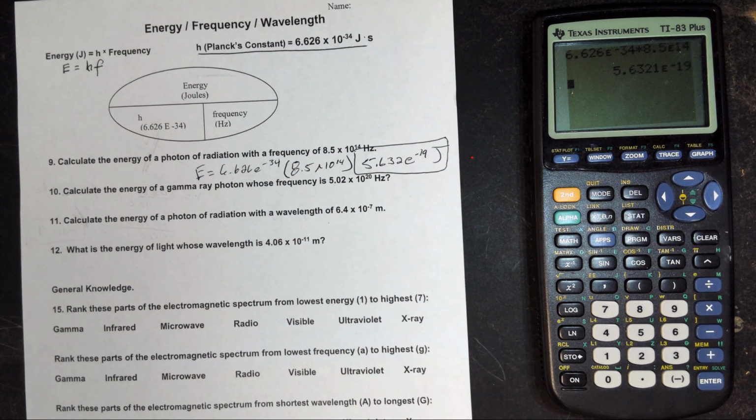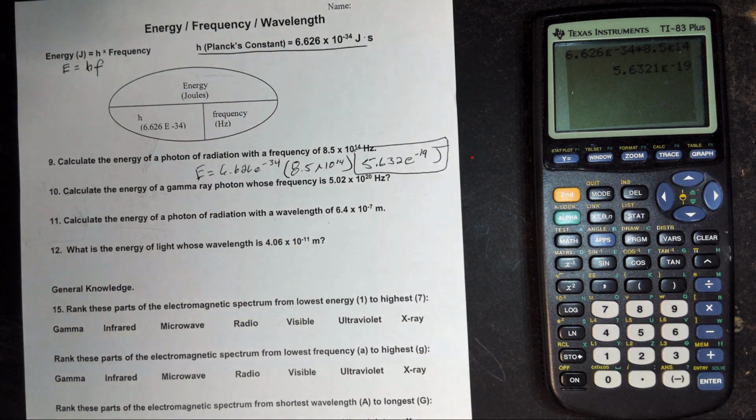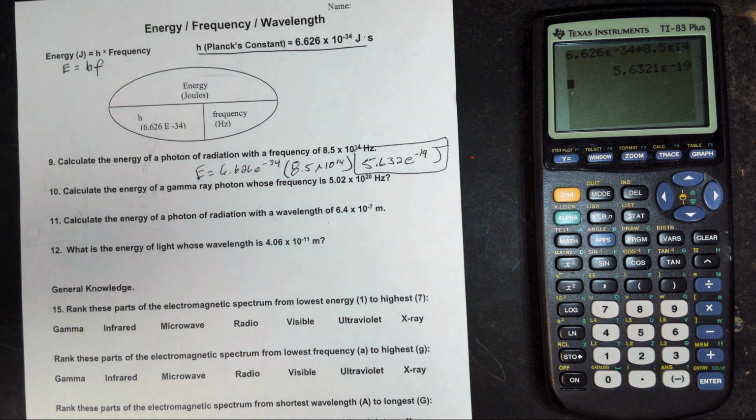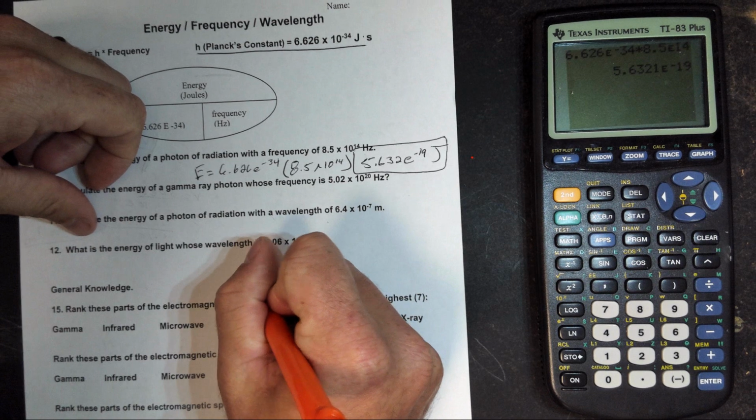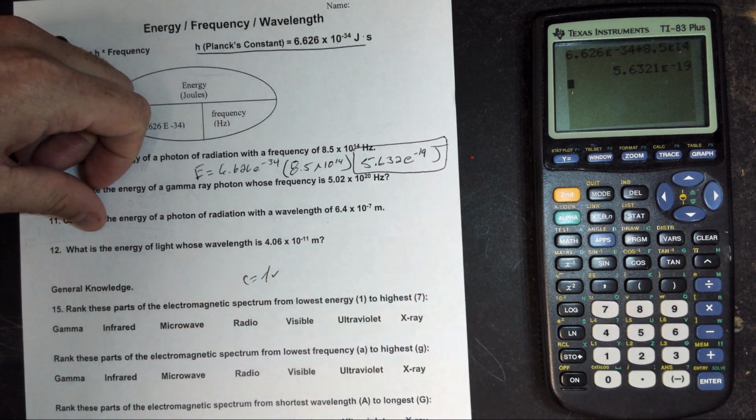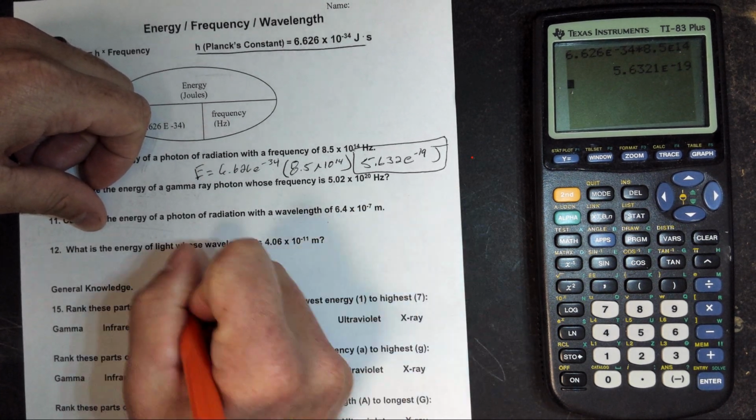The ones that are a little bit tricky are the ones that give you wavelength, because they're a two-part problem. I'm going to do the last one because I have a little more room. What is the energy of light whose wavelength is that? First step is we have to figure out the frequency. So we do c equals lambda nu.